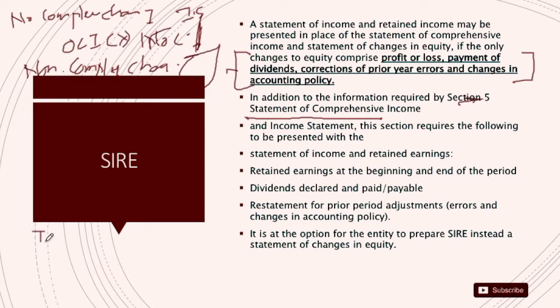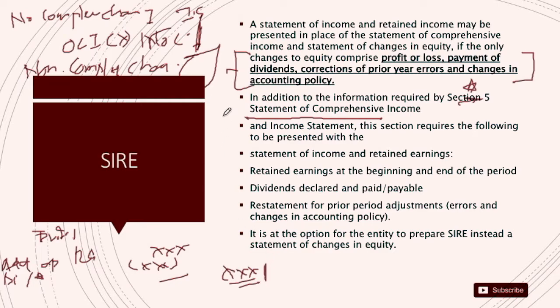What we need to do is, when we have the income statement profit, we just need to add the opening retained earnings, any dividend paid, for example, or any kind of adjustment mentioned here, and we need to arrive at the closing balance. So this has to be prepared in one single statement. That is what we call SIRE. I think it's very easy to understand. SIRE is just an extension of the income statement, and it's an option for the entity to prepare instead of preparing the statement of changes in equity.